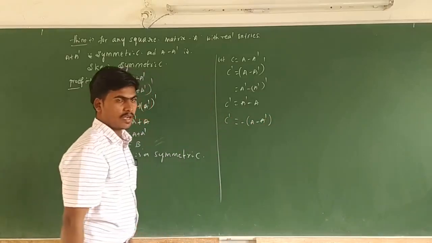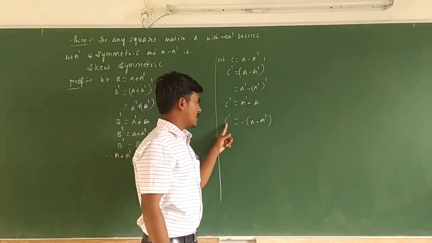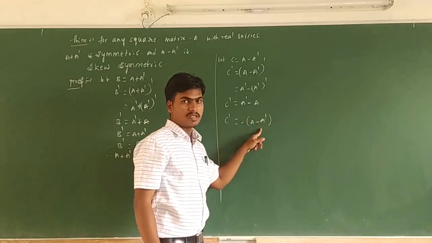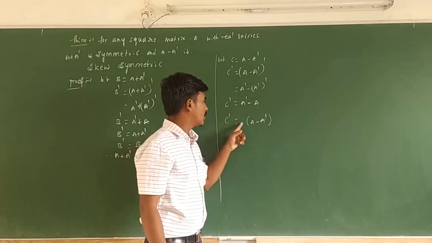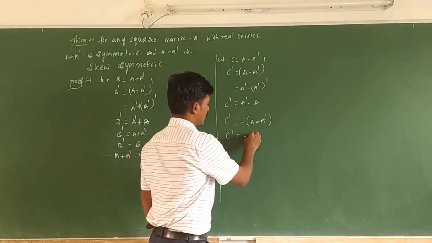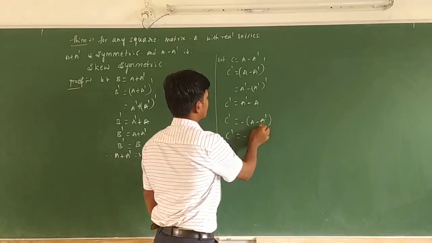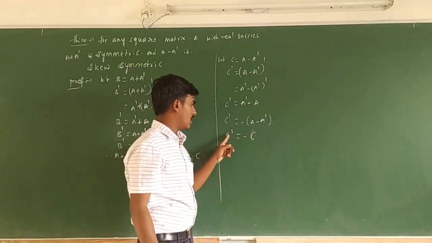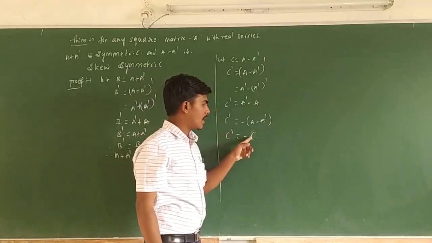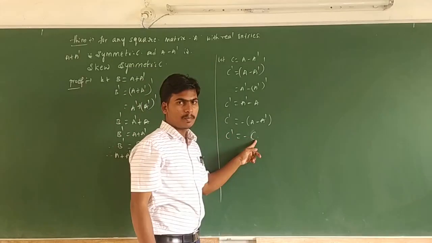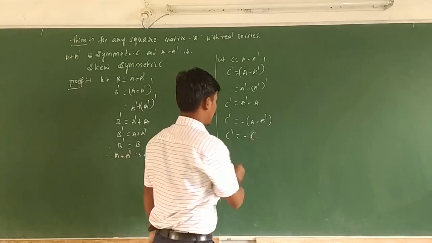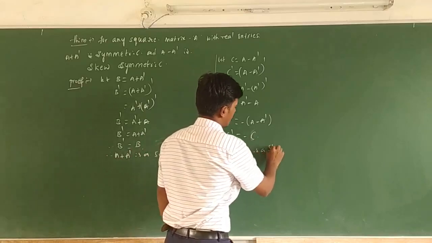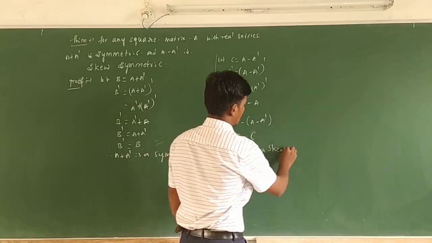That is, A transpose equals minus A is what we call a skew symmetric matrix. So here C transpose is equal to minus C. C transpose is equal to minus of A minus A transpose, which I have taken as C. Right? If the transpose of C is equal to minus C, what can we call it? We call it a skew symmetric matrix. So therefore A minus A transpose is a skew symmetric matrix.